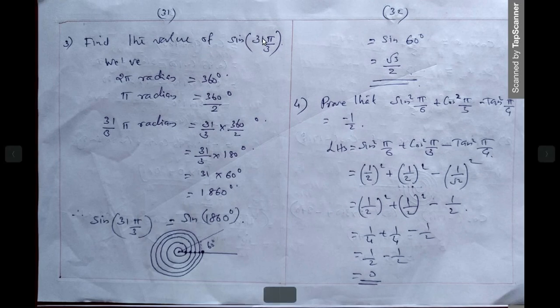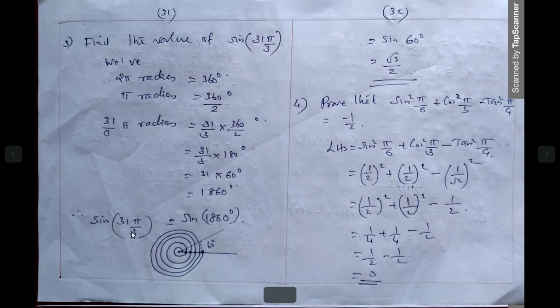Find the value of sin 31 pi by 3. We know the relationship between radian measure and degree measure: 2 pi radian is equal to 360 degrees, or pi radian is equal to 360 by 2 degrees. Then 31 by 3 pi radian means 31 by 3 into 360 by 2 degrees. On division, this becomes 180 degrees, right? Then 180 by 3 means 60, right? So you multiply these two numbers, you will get 1860.